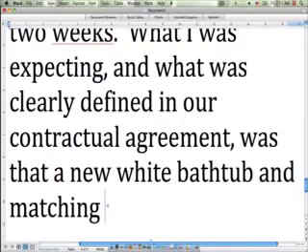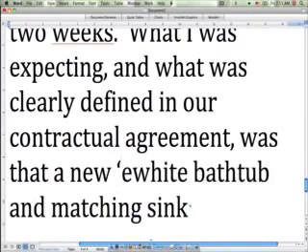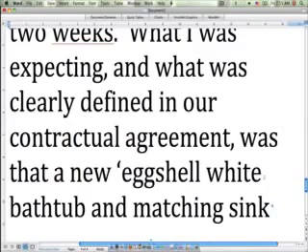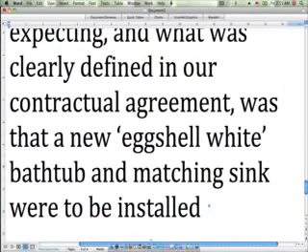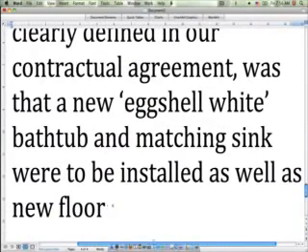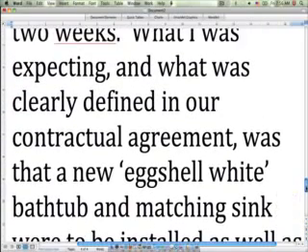and matching sink. Actually, I'm going to make this a bit more creative, and it's not only white, it is eggshell white, which is a certain shade of white. So that a new eggshell white bathtub and matching sink were to be installed, as well as new floor tiling. Now, I'd just like to point out this little bit that I've added in here.